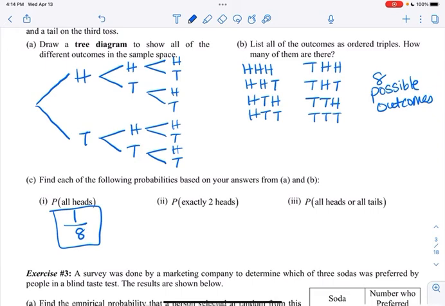Exactly 2 heads. Well, I'm going to highlight this for us. Exactly 2 heads. So there's one, and there's one. So 3 times. So 3 out of 8.